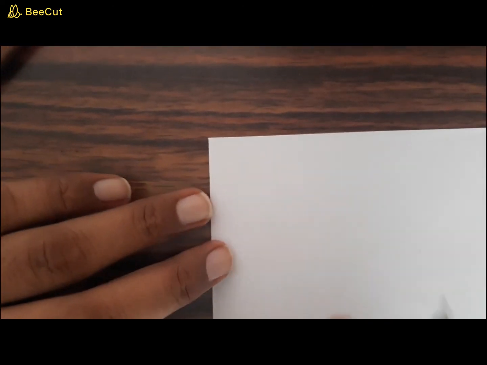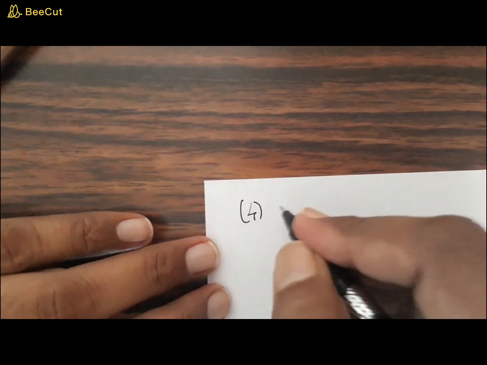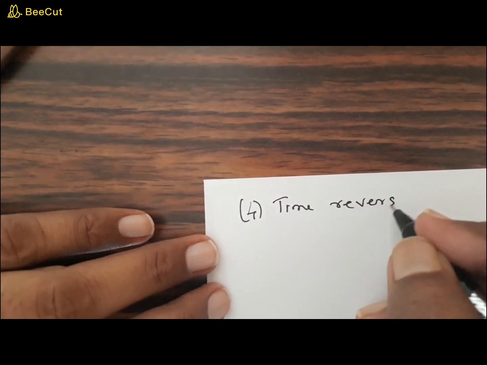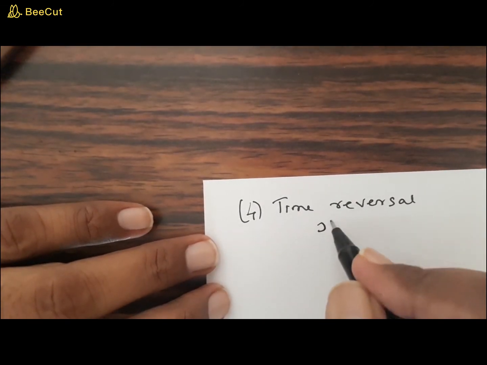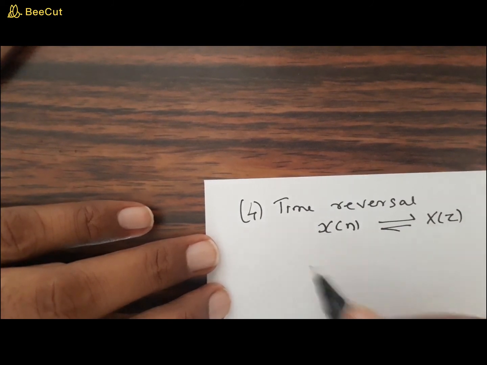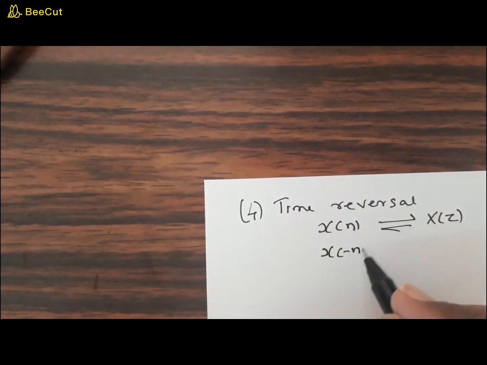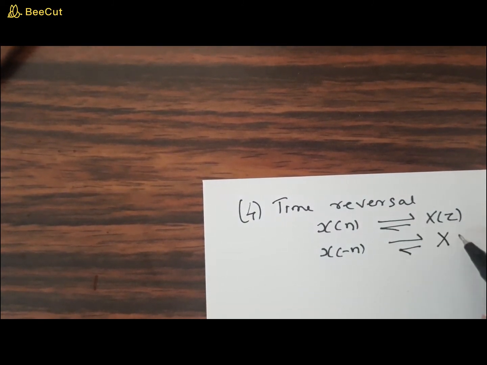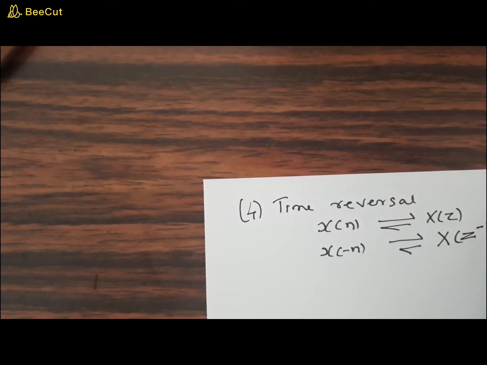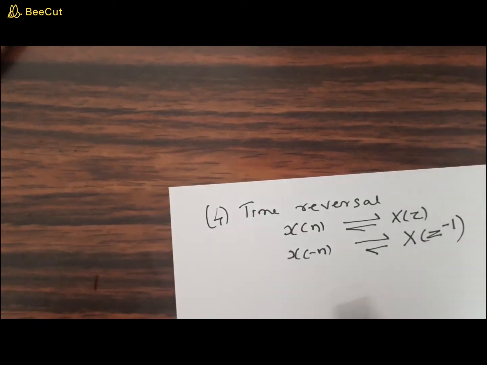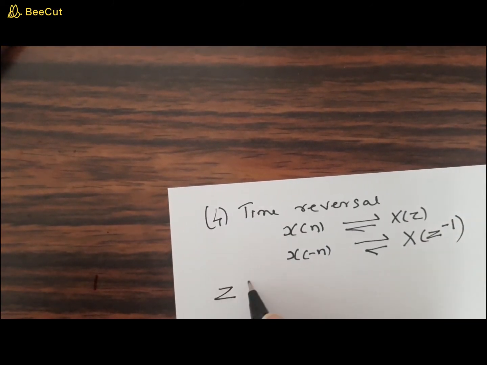Okay, now number 4, property number 4. Let's see the time reversal property. What is this time reversal property? If you have x of n whose z transform is X of z, then the z transform of x of minus n is nothing but, instead of z in X of z, you just replace that by z^(-1).